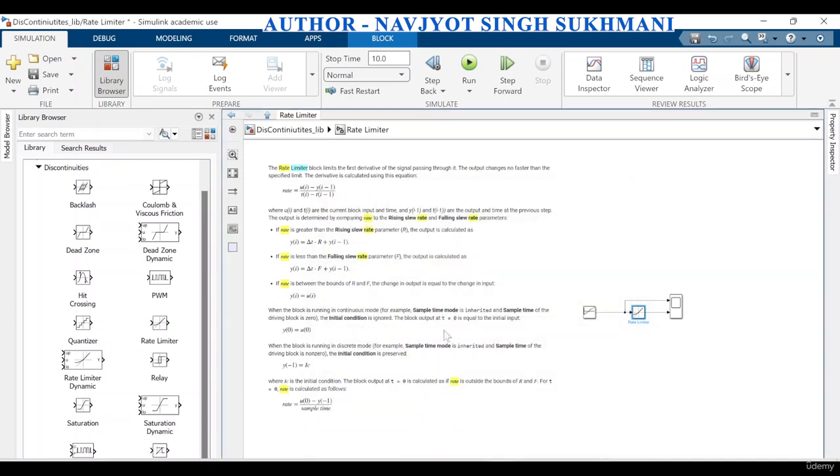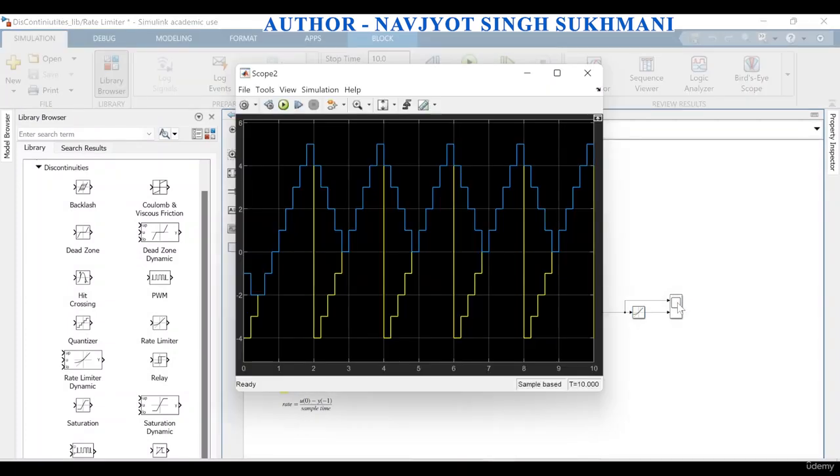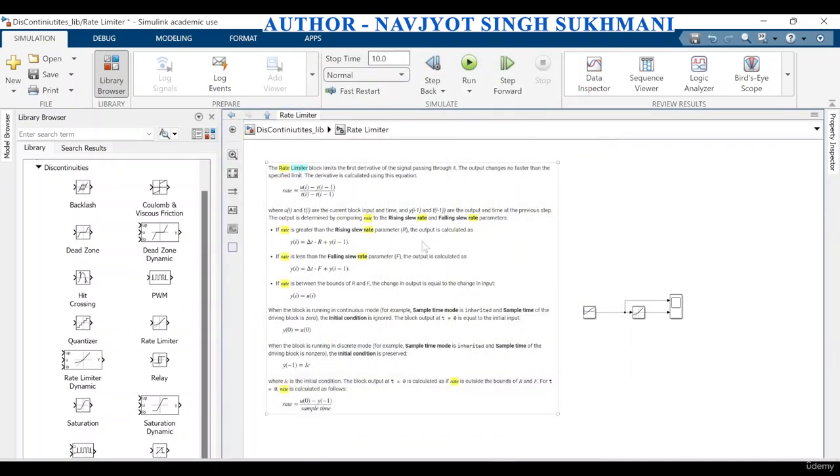Now you can see what is going to happen in this graph. I have changed the rates. So you can see now much more of the input is covered. Okay, it is rate limited, and the limits are increased in that way, you can say.